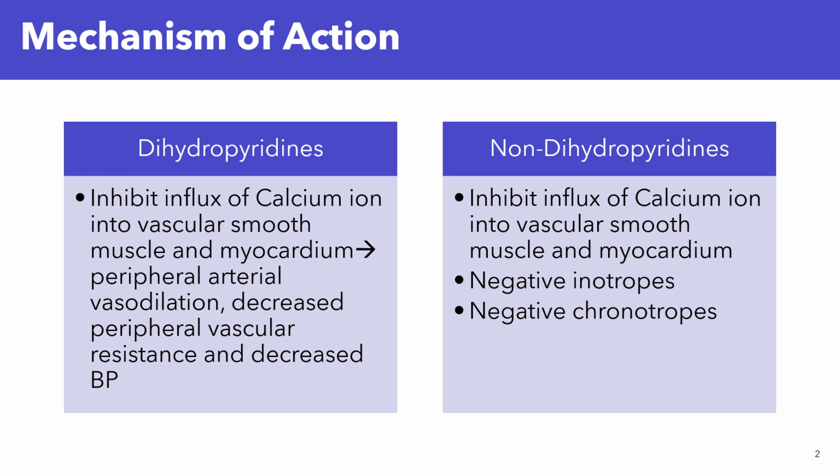Non-dihydropyridines also inhibit influx of calcium ion into vascular smooth muscle and myocardium. It is important to note that non-dihydropyridines are negative inotropes and negative chronotropes. So by negative inotrope, that means that they weaken the force of contraction of the heart. And by being a negative chronotrope, that means that they decrease the heart rate. So an effect that non-dihydropyridines have that dihydropyridines do not have is that they can lower the heart rate because they're a negative chronotrope. So that's very important.